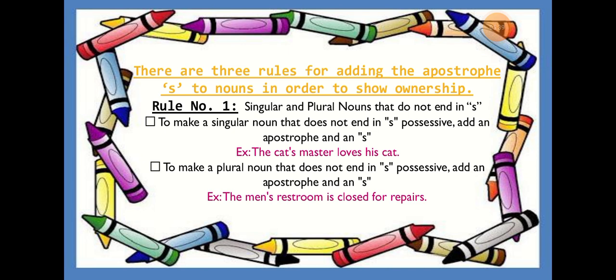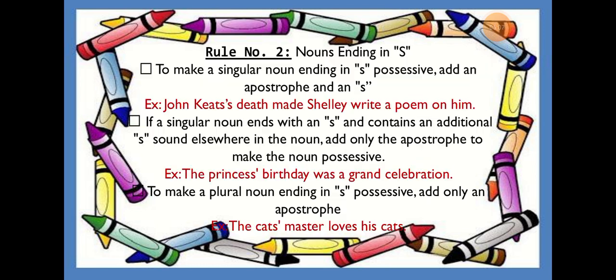To make a singular noun that does not end in s possessive, add an apostrophe and an s, like the cat's master loves his cat. For a singular noun that does not end in s, we are going to add an apostrophe and an s to show possession. To make a plural noun that does not end in s possessive, add an apostrophe and an s, like the men's restroom is closed for repairs.